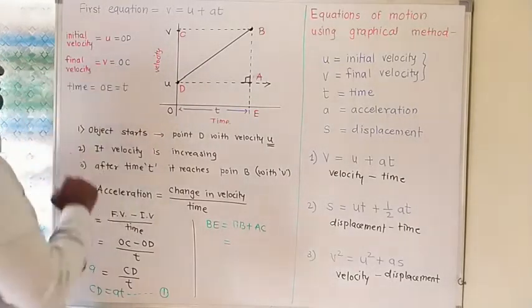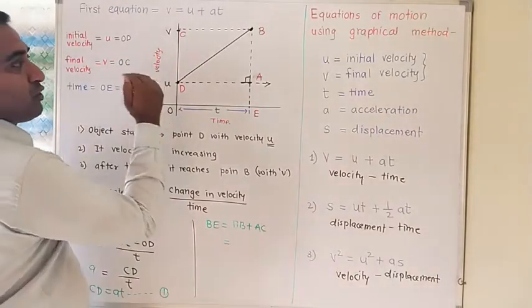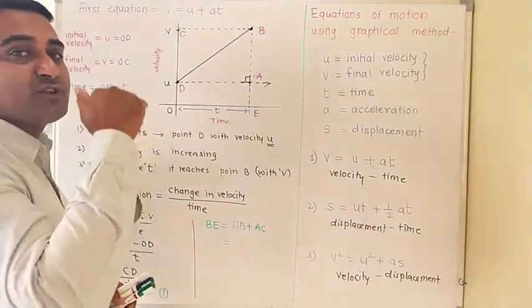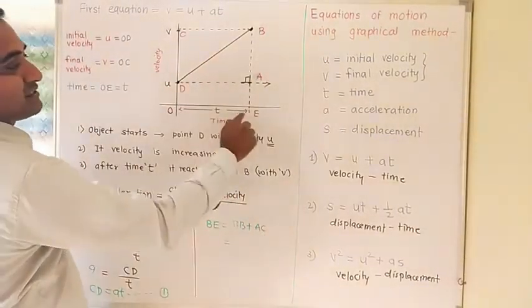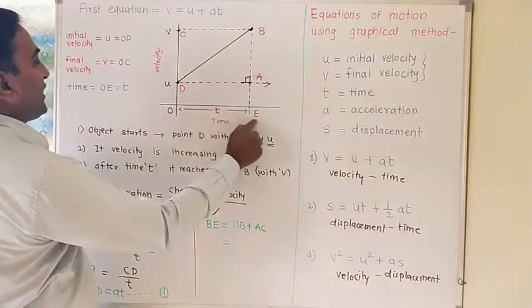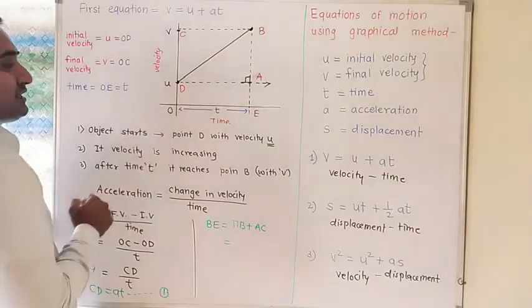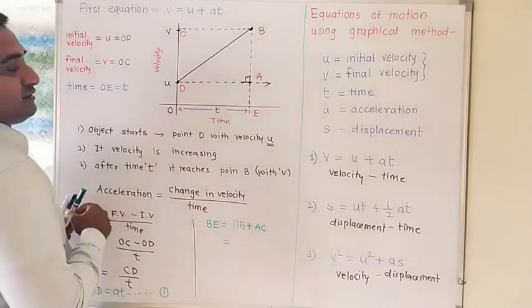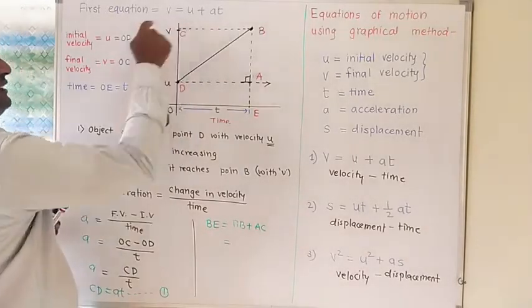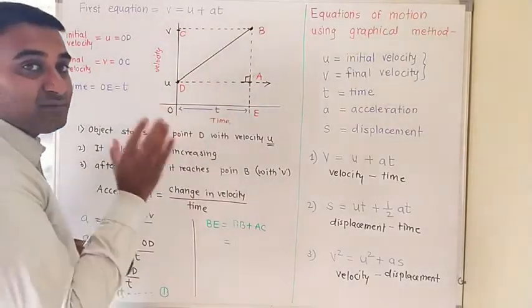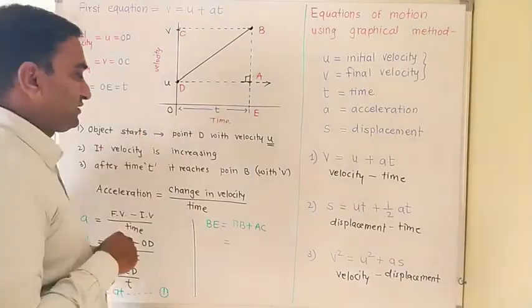OC is the final velocity, and from u to v, that is velocity of u to reach the velocity of v, it has taken this much time, that is t. So OE is a time. So what is OD? OD is initial velocity. Then OC is a final velocity, and OE is a time taken to reach that final velocity.